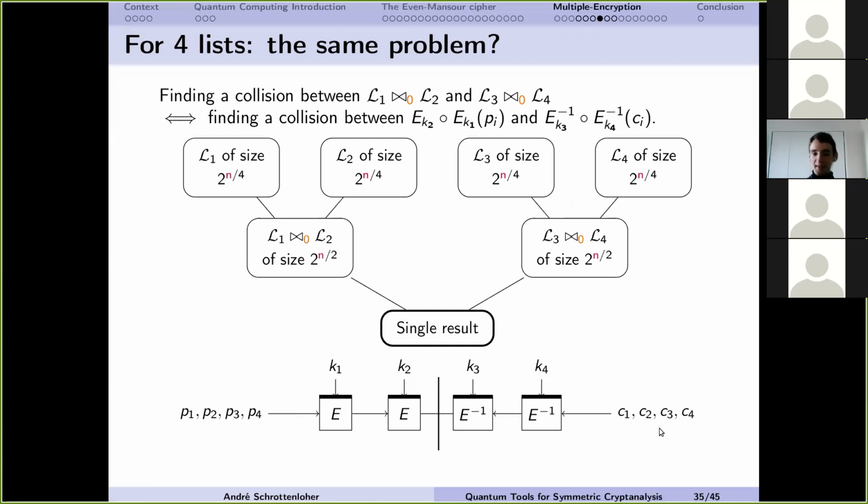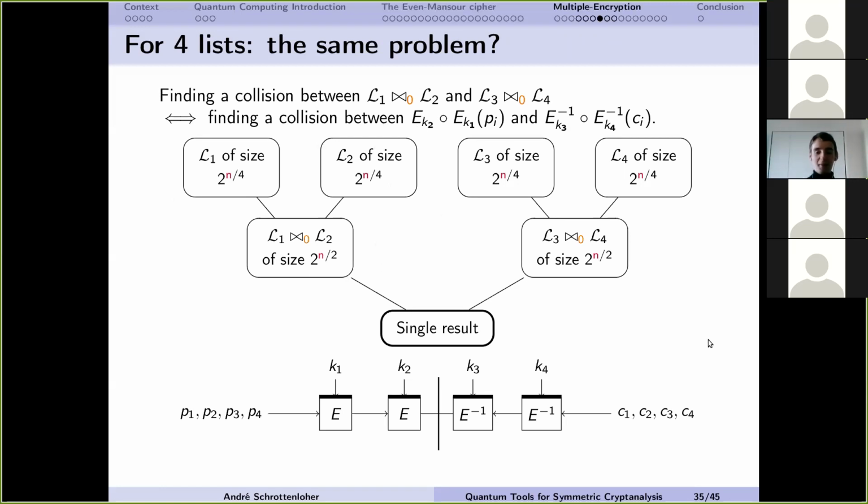We can solve this with the same meet in the middle approach as before. But that simply means we're going to take all the sums, so merge, but with no condition at all. We take all the sums of one pair of lists, we take all the sums of the other pair, and then we look for a collision.